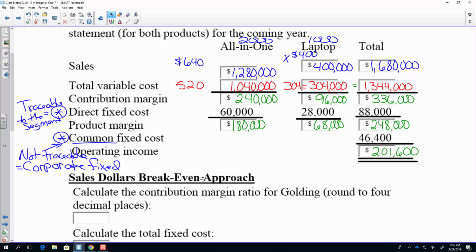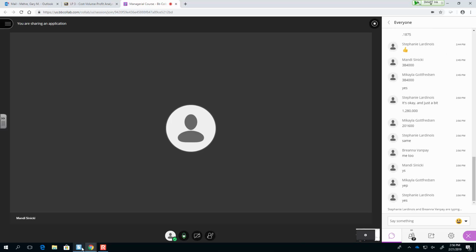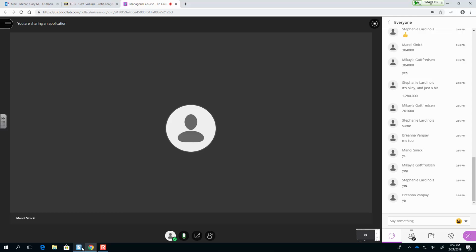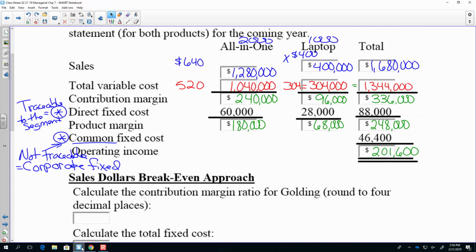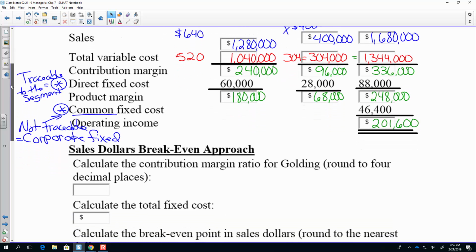Guys, did I miss something or mess up in any formula or computation? What do you think, guys? Are we okay out there with this statement if you're following along? Okay. All right. So I'm assuming my numbers are okay. So then it says, calculate the margin for golden round to 4 decimal places.